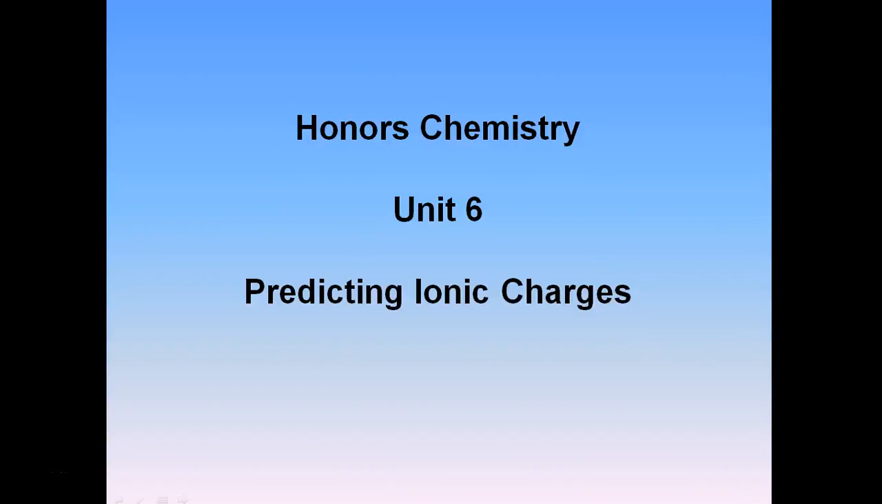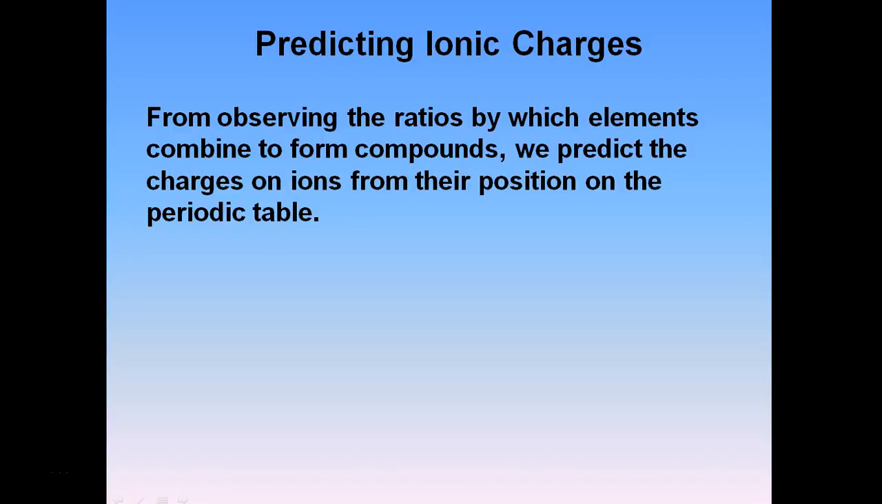In this section, we're going to take a look at how we can predict the charge of ions by looking at the periodic table. To begin with, we should have already worked on worksheet 1, and in worksheet 1, we looked at a couple particular compounds, and if you look at the ratio that elements combine with each other in order to make compounds, you can find a pattern.